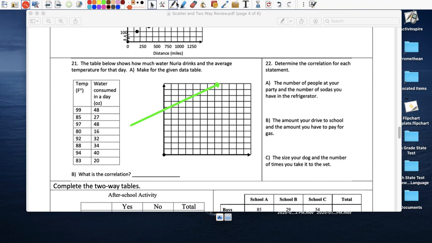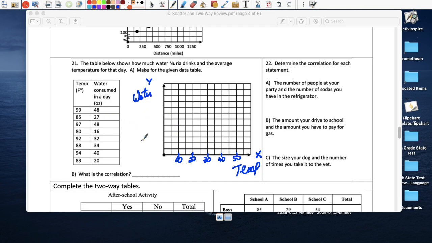Here they're asking us to plot this, and then just simply, not even the line, thank God, they're asking just to find if there's a positive, negative, or no correlation. So temperature is going to go here, because the water that you consume depends on the temperature. So this is my dependent, and this is going to be my independent. So water consumed, let's say we need up to 50, so 10, 20, and that's why I like to make these lines over here, 20, 30, 40, 50.